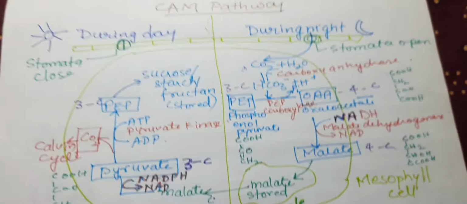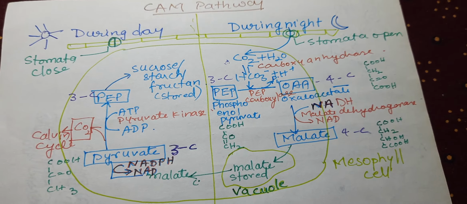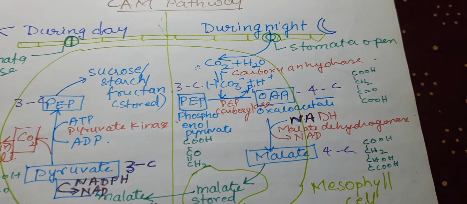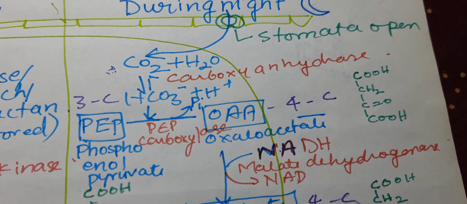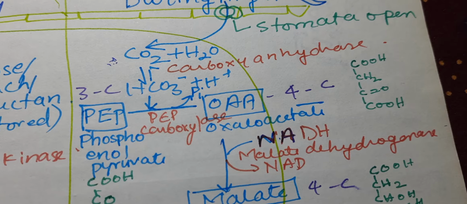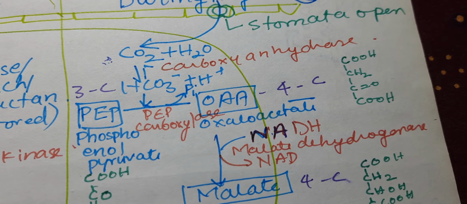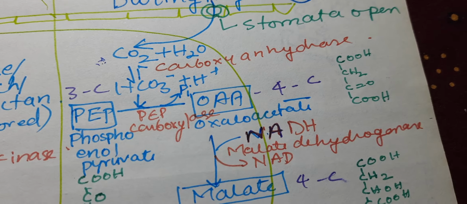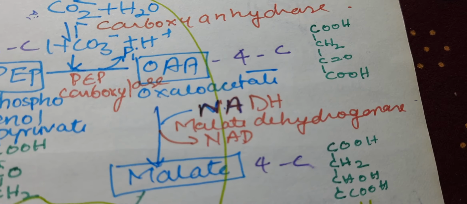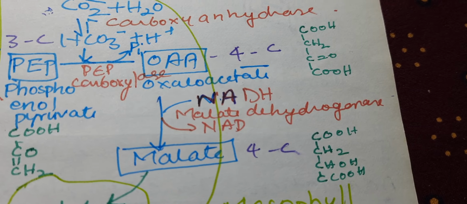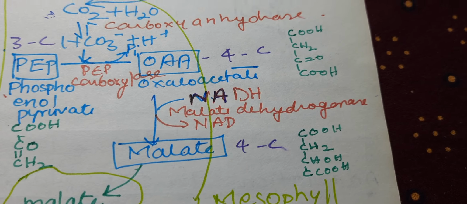Now if you look at this, this is the CAM pathway, and you can see during the day and during the night. We will start from here. During the night, stomata are open, the carbon dioxide enters and forms carbonic acid, which is converted into bicarbonate ions. These bicarbonate ions are used to convert phosphoenol pyruvate to oxaloacetate and oxaloacetate to malate. Reducing power is used up here. Again, it is produced during the light reaction of photosynthesis.